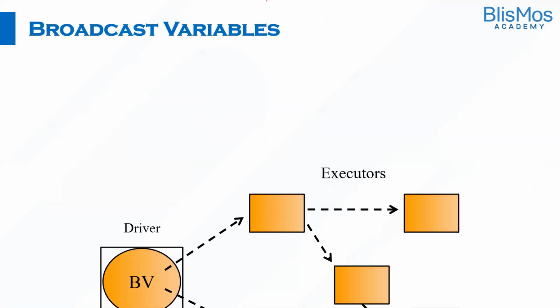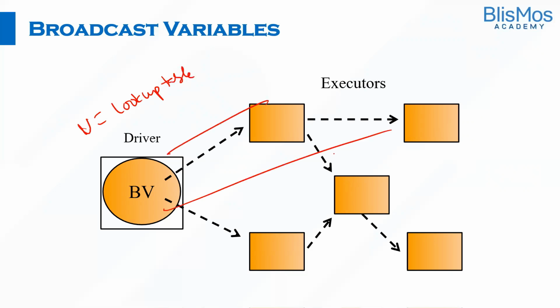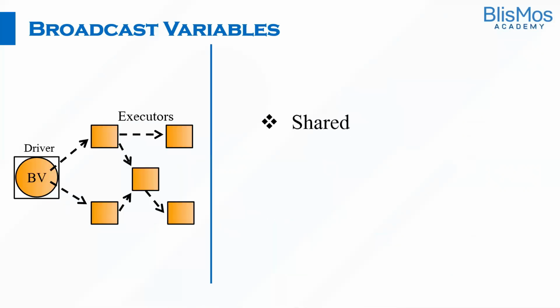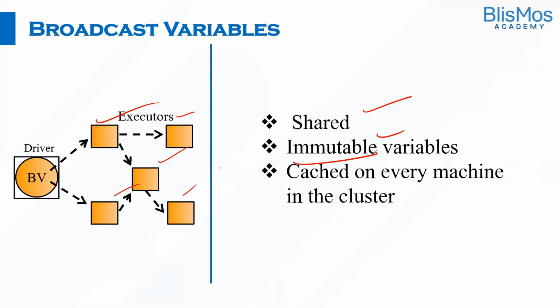That is where broadcast variables come into picture. What we can do is, as a part of the broadcast variable, instead of sending that variable which has a lookup table again and again, broadcast it to all the executors. That way, broadcast variables will be shared across all the executors and they're immutable as well, and they'll be cached on every machine in a cluster.